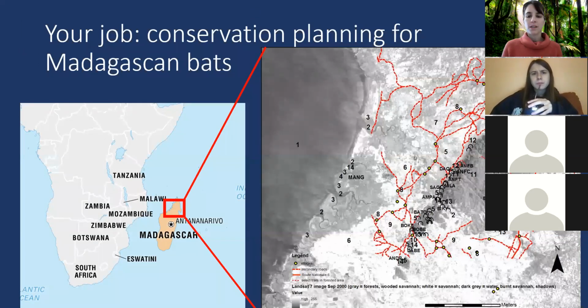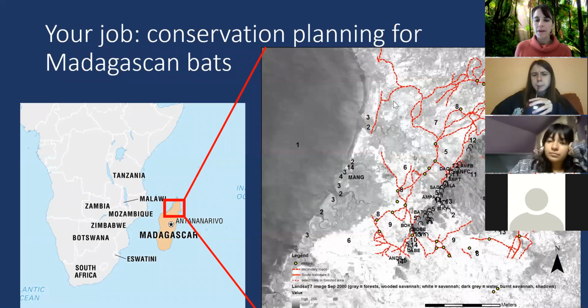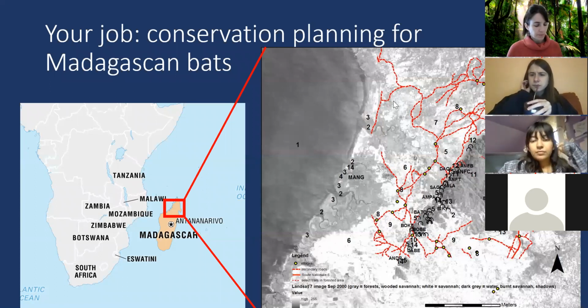So this is the last slide here. And this is just showing you, so here's your study area. It's northern Madagascar. And here's the map that will be in the workshop document. So pay attention now, because I'm going to walk you through how to read this map. It's not totally intuitive. You can figure it out by looking at it for a couple minutes.